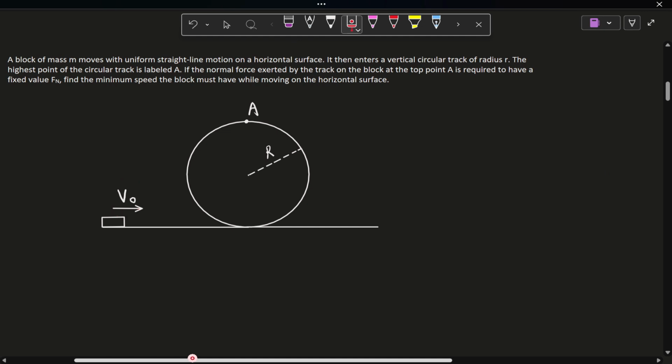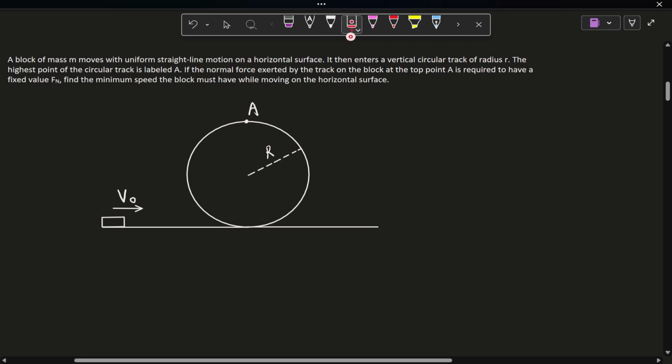First, we have to identify how much energy it has when it's moving on a straight line horizontally. Because of conservation of energy, and since there's no energy lost, the amount of energy the block has will be constant throughout the entire process. So let's find a point on the circular track where it is easier for us to find the amount of energy it has. I would just pick point A because it's easier.